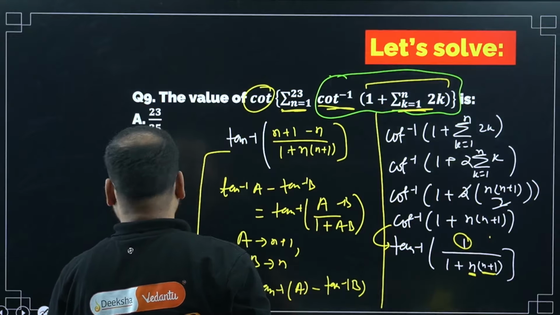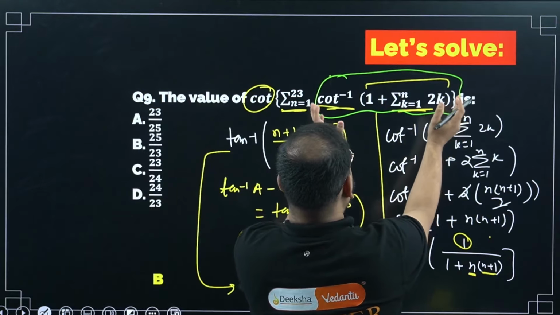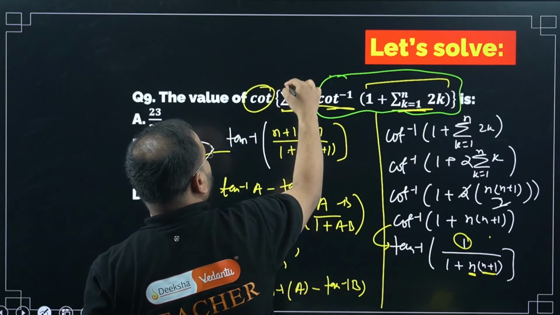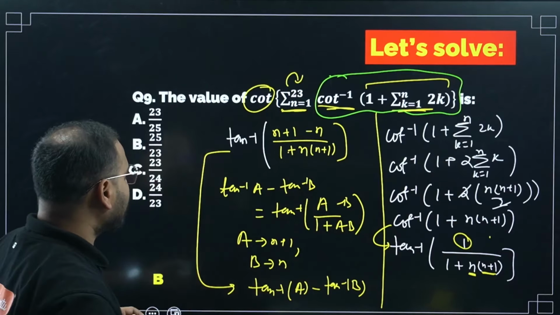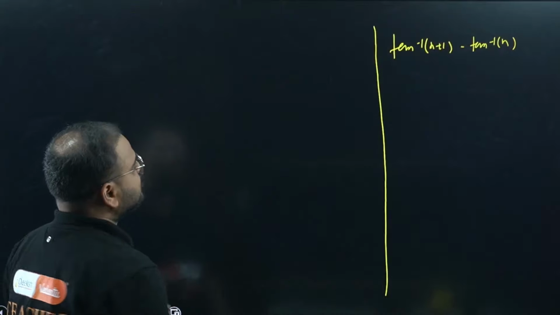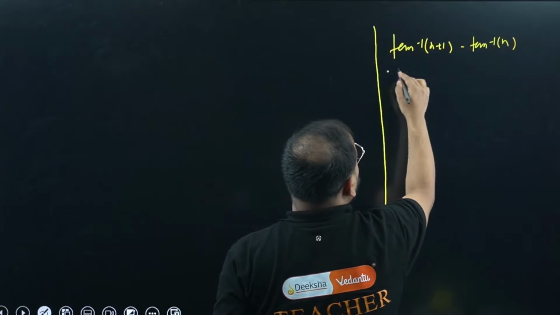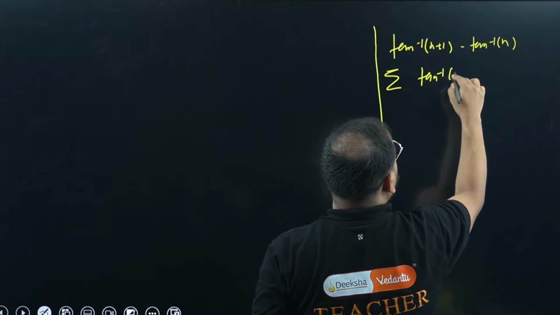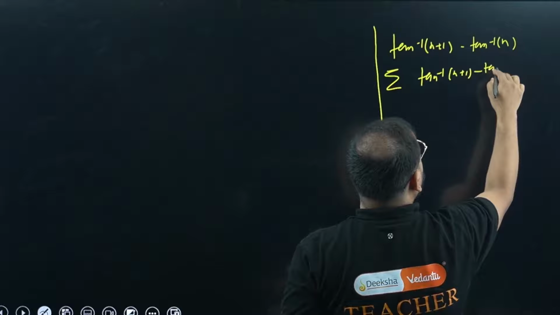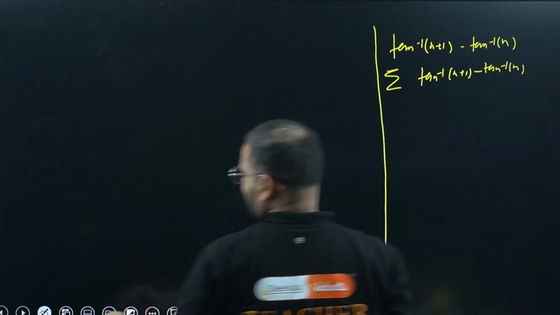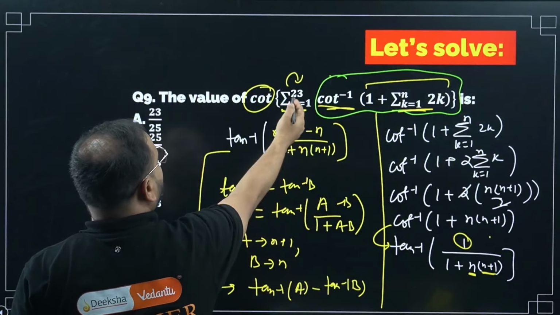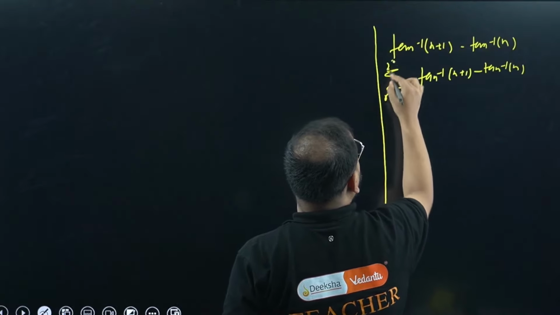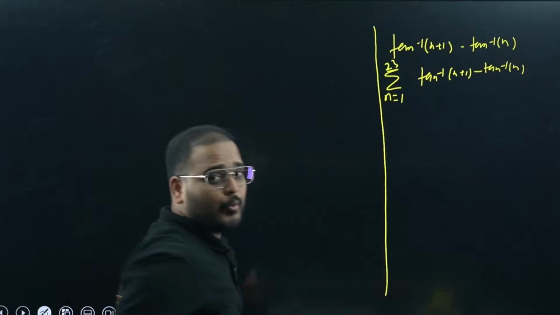So this was only this much what we did. Now we're going to apply the next operation on this, which is summation. Check it out. If you apply this over this, what do we get? Summation of tan inverse of n plus 1 minus tan inverse of n, right? Summation is applying from n equal to 1 to 23.